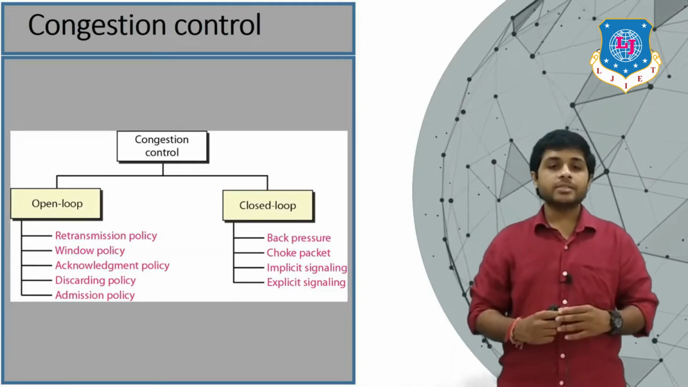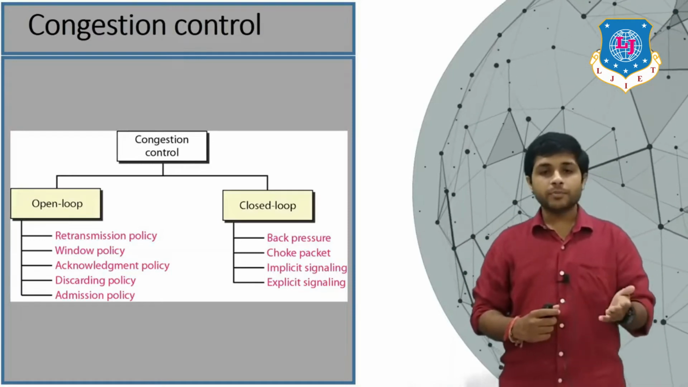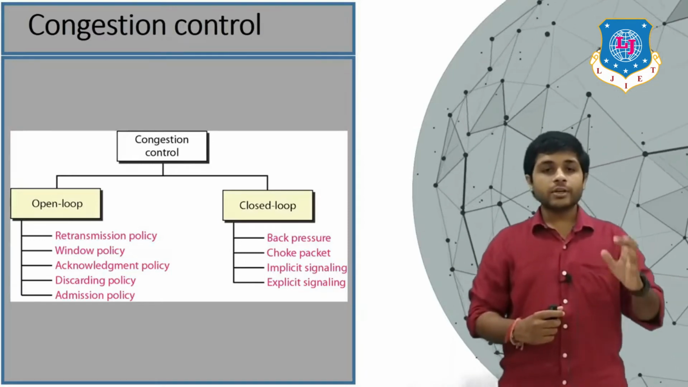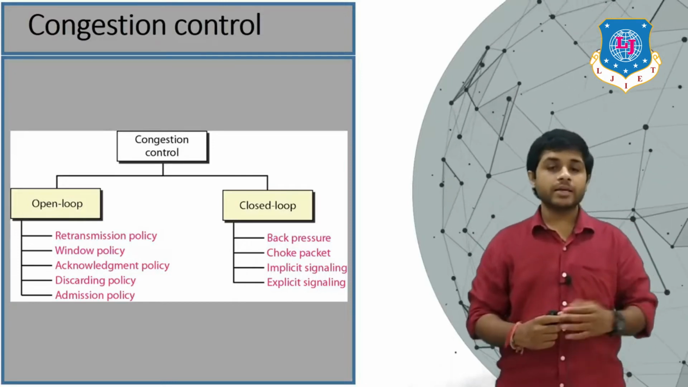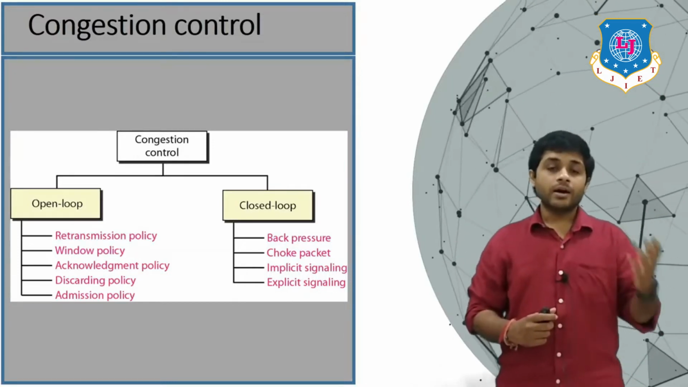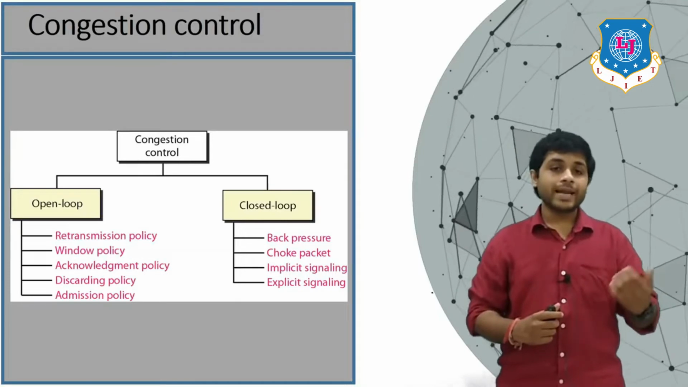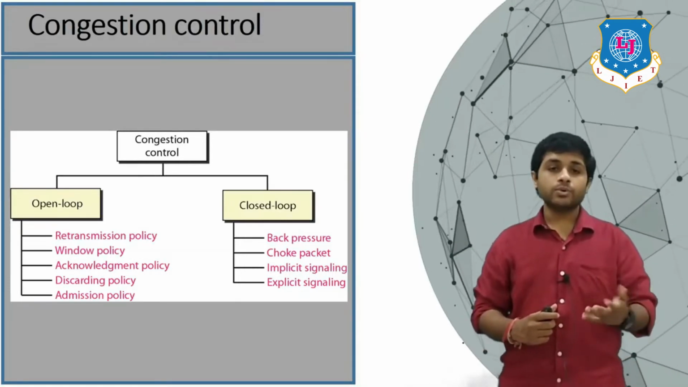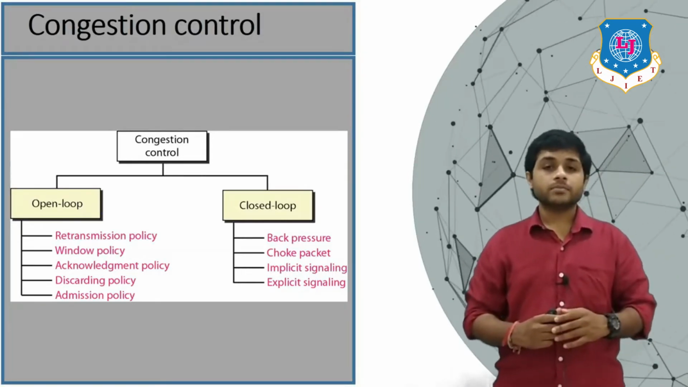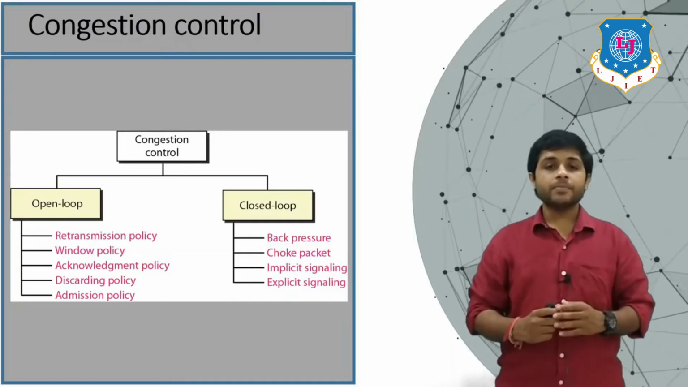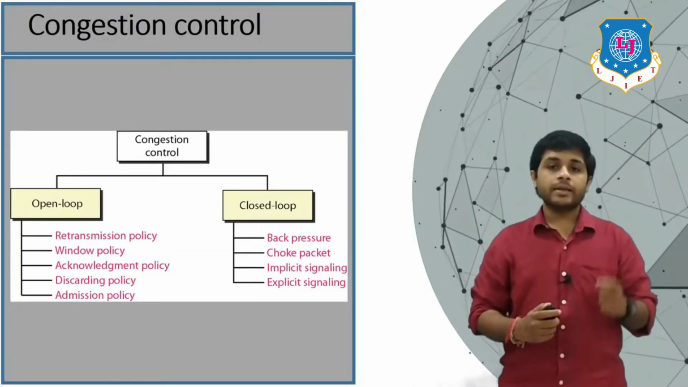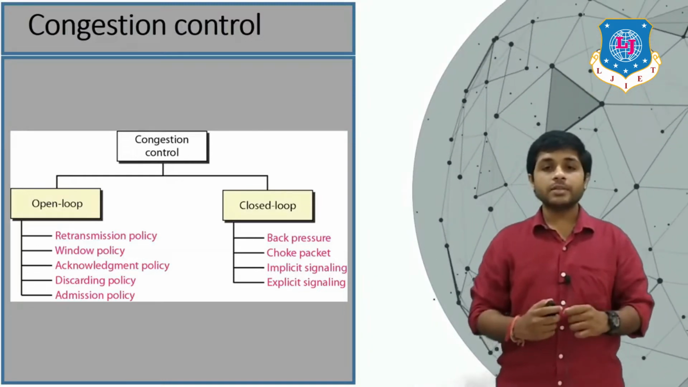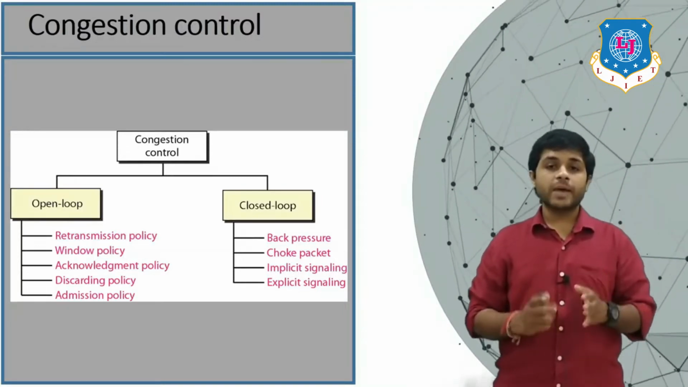Then the last type is the admission policy. The admission policy tells that the router can analyze packets which have high priority, and it can discard some packets or delay some packets according to the priority. The second type of congestion control is the closed loop congestion, and let's discuss the first type in the closed loop congestion, which is back pressure.